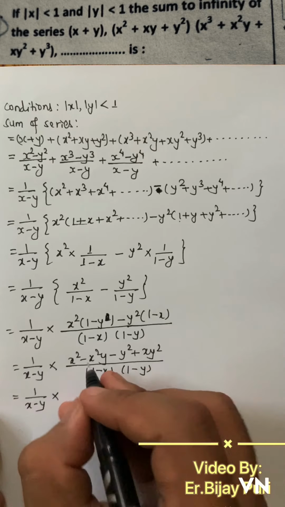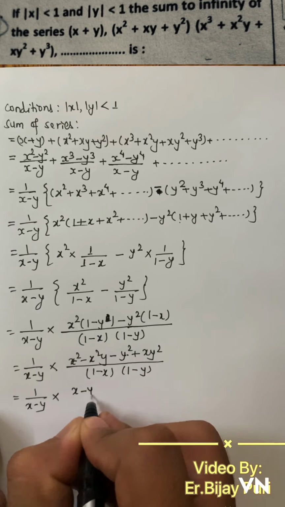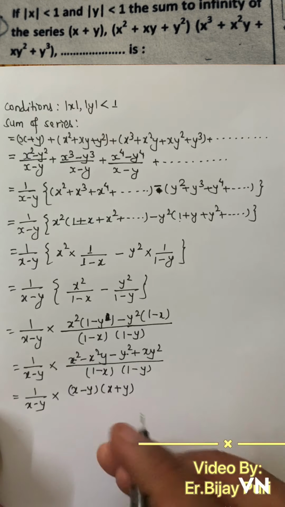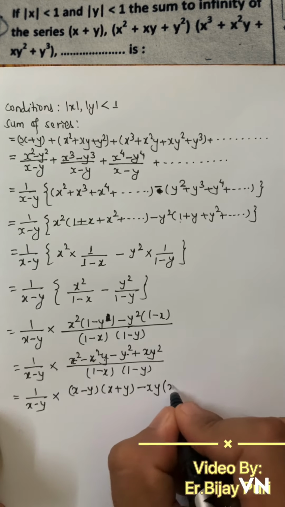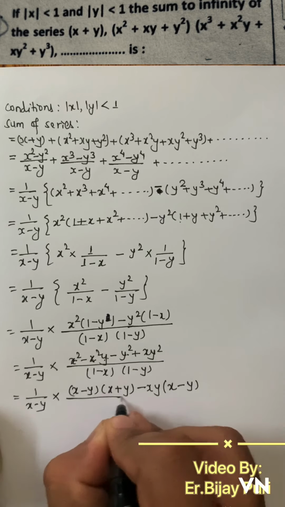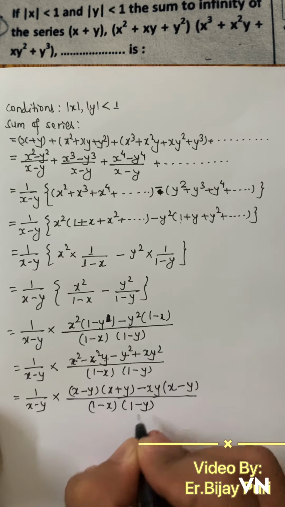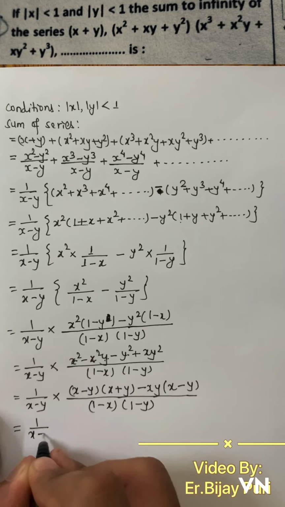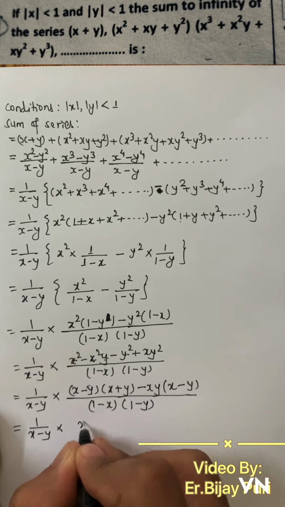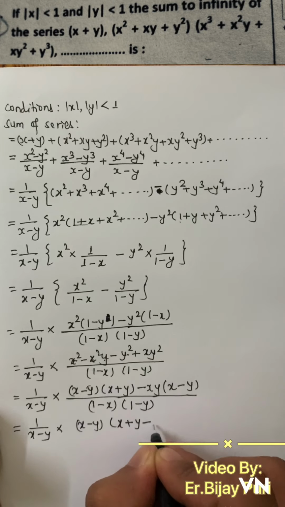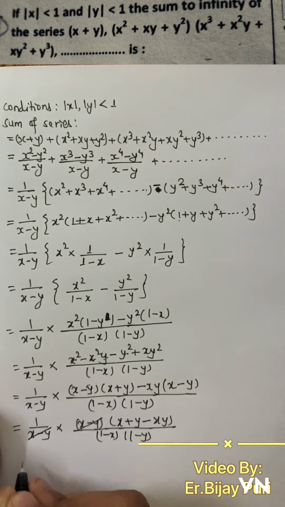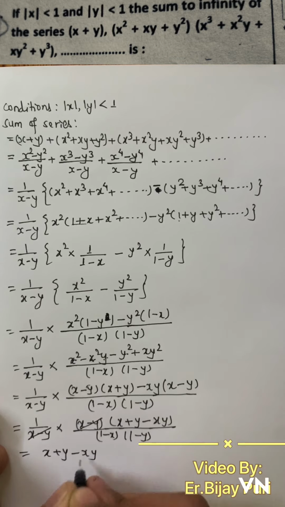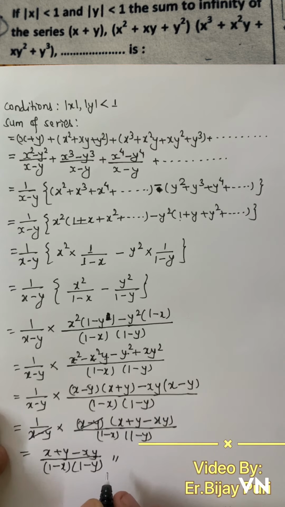So I can directly write x square minus y square as x minus y times x plus y. Similarly, we can take xy common from this term and this term. If we take xy common from this section, then x minus y will be the result, over 1 minus x times 1 minus y. So this will result into 1 upon x minus y into, I can take x minus y common, and the remaining term will be x plus y minus xy, over 1 minus x times 1 minus y. That means x minus y gets cancelled and the result will be x plus y minus xy upon 1 minus x into 1 minus y, which is the required sum of the series.